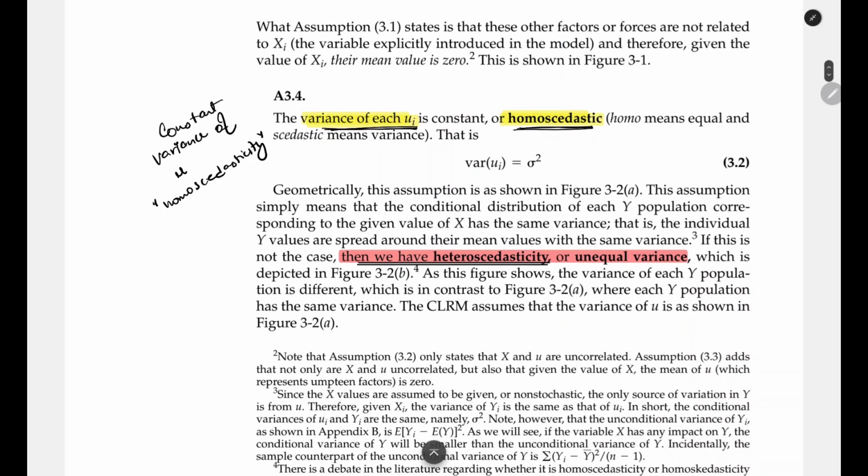Now this concept of variance being constant is called homoscedastic variance. This concept is called homoscedasticity, right? And when it is not constant, it is called heteroscedasticity or unequal variance. Okay, so that is what it is called.